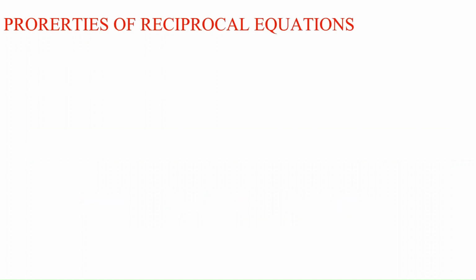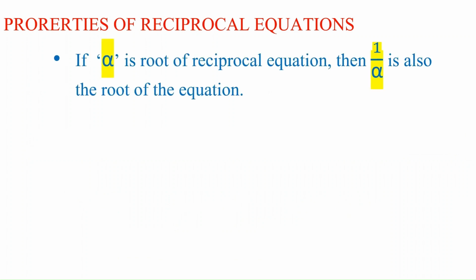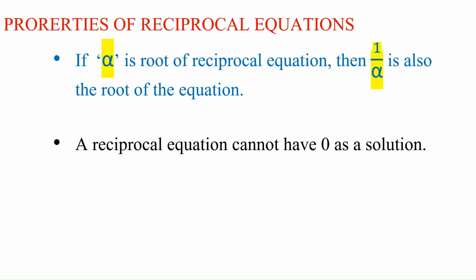There are certain properties of reciprocal equations. For a reciprocal equation, if alpha is a root, then 1 by alpha will also be a root. Root means when we substitute x with this particular value alpha, then f of alpha will be equal to 0. Say there is an equation for which f of 2 becomes 0. Then f of 1 by 2 for that particular reciprocal equation will also be 0. Then 0 cannot be a root or solution for a reciprocal equation.